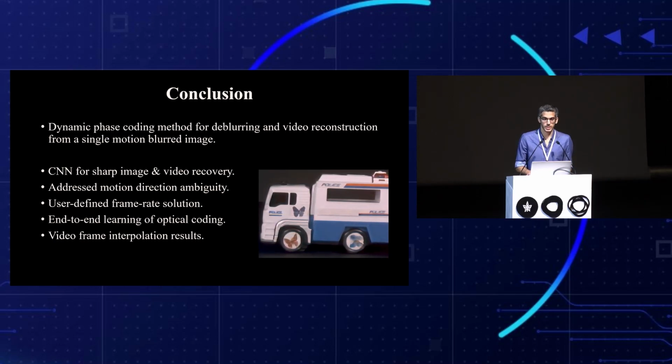In conclusion, a dynamic phase coding method was presented for deblurring and video reconstruction from a single motion blurred image. We presented a CNN for sharp image and video recovery. We addressed the motion blur ambiguity. And we presented a user-defined frame rate solution. And using end-to-end learning, we learned the optical coding parameters. Moreover, I showed you our video frame interpolation results using our method.